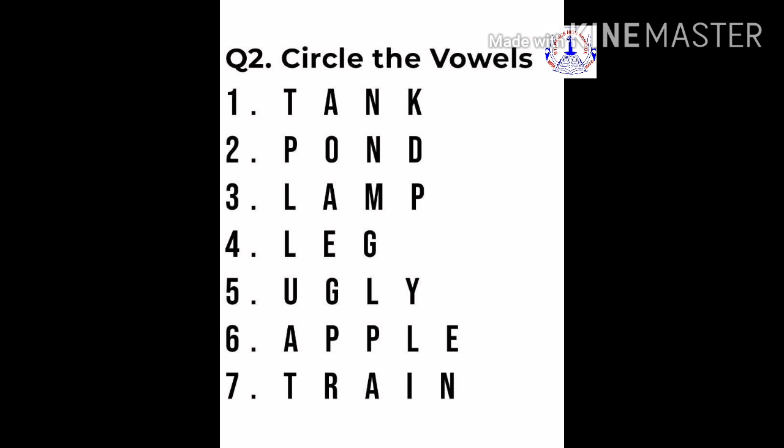Third one, L-A-M-P, lamp. Which are the vowels in this word? Circle that letter. Fourth one, L-E-G, leg. Fifth one, U-G-L-Y, ugly. Sixth one, A-double P-L-E, apple. And seventh one, T-R-A-I-N, train.